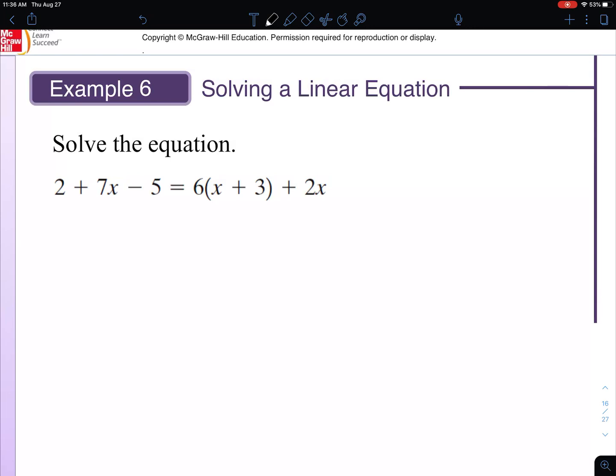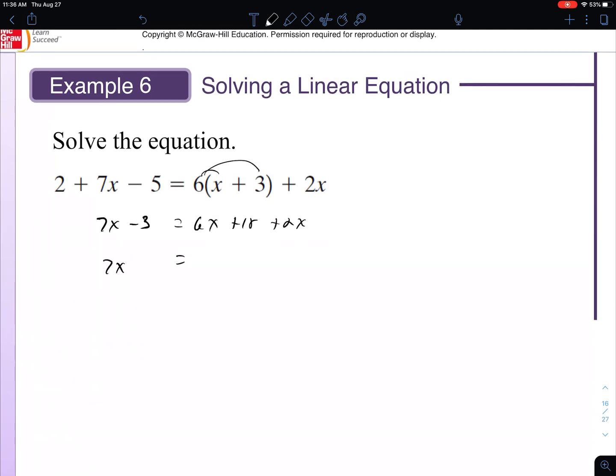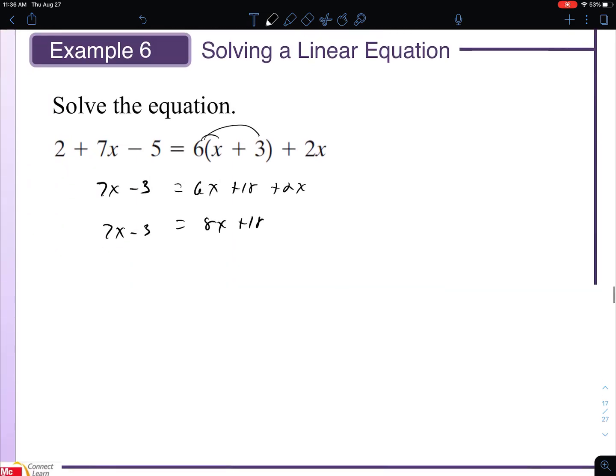So here's another example. So I have to clear out the parentheses. I have to combine like terms. So 2 minus 5 is negative 3. This is going to be 6x plus 18 plus 2x, right? Combine like terms, I'm going to bring down the 7x minus 3, so it's going to be 8x plus 18. Here I'm going to subtract the 7x from both sides. So I get negative 3x is equal to x plus 18. And then I'm going to subtract 18 from both sides. So I get negative 21 is equal to x.